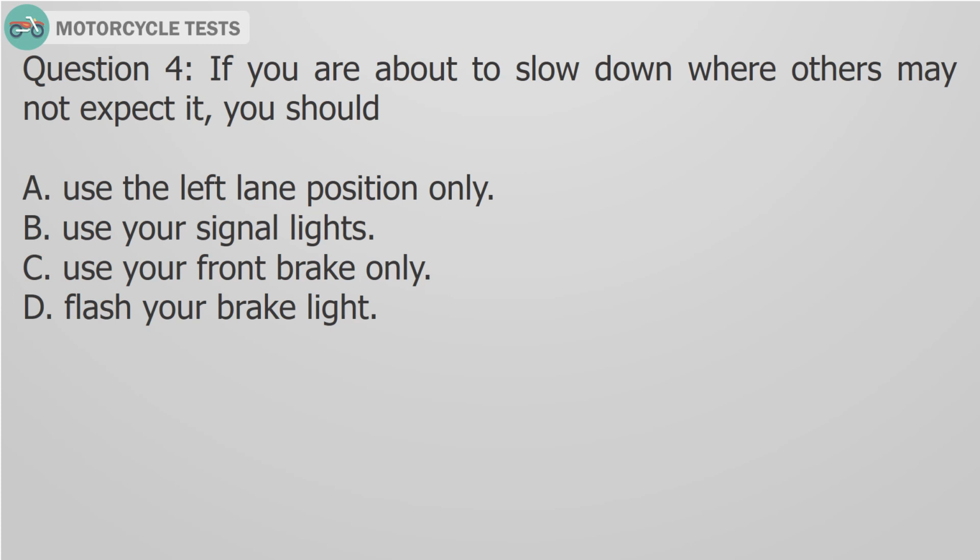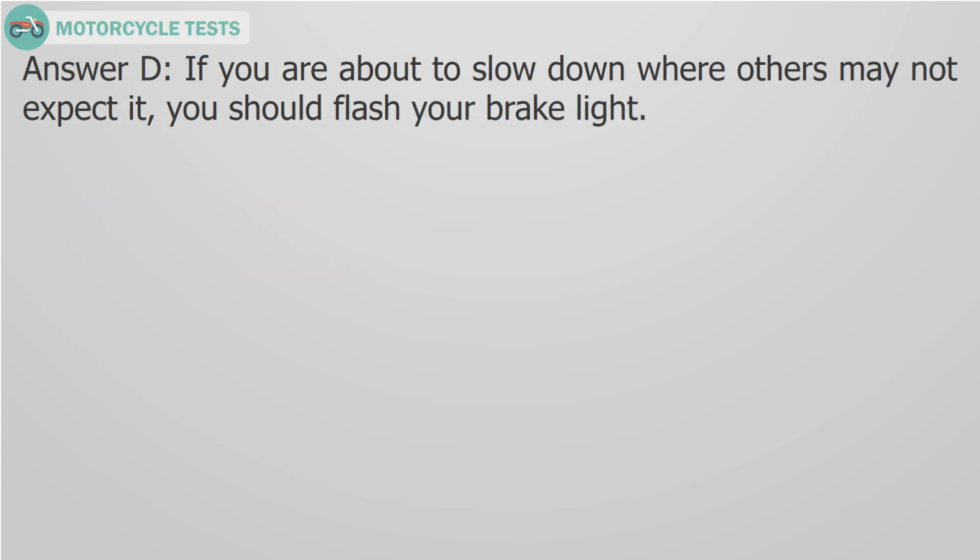Question 4. If you are about to slow down where others may not expect it, you should A. Use the left lane position only. B. Use your signal lights. C. Use your front brake only. D. Flash your brake light. Answer D. If you are about to slow down where others may not expect it, you should flash your brake light.